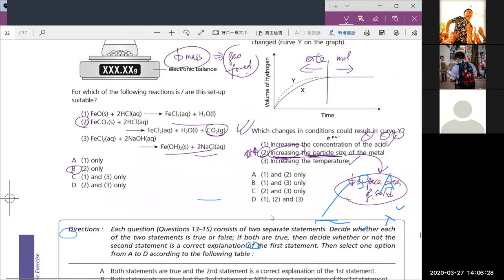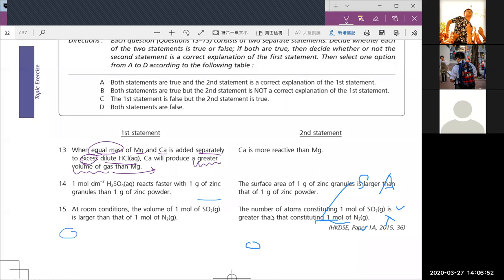The final 3 questions before you end the lecture today. Question 13, now very tricky. Equal mass, can you see that? Equal mass of Mg and Ca is added separately into dilute excess acid. Ca will produce a greater volume of gas. So is it related to rate or mole? Greater volume of gas. It is related to mole, not rate, okay? This is a very important item that I would like to address to all of you. So the question, statement 1 is correct.